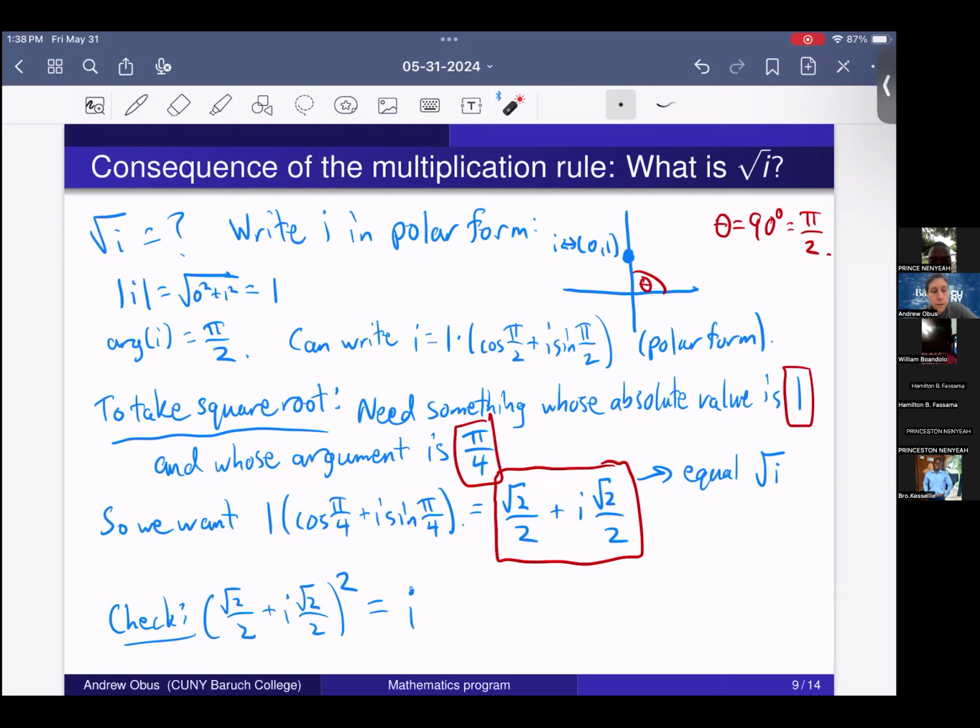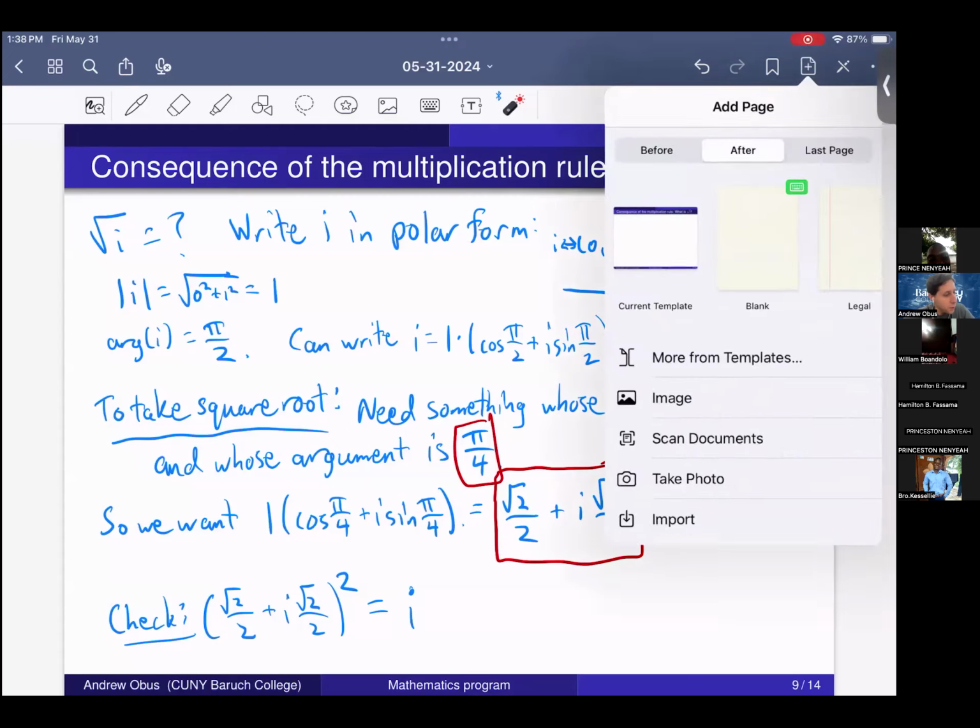The root of 2 plus r, the root of 2 over 2 squared gives you r. That's why that's it, expanding it out to say that multiplying the root of 2 over 2 plus r, the root of 2 over 2.